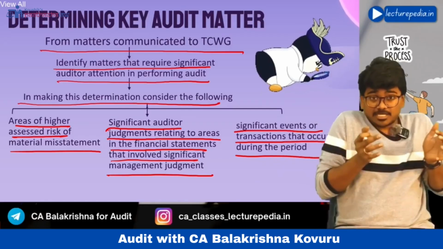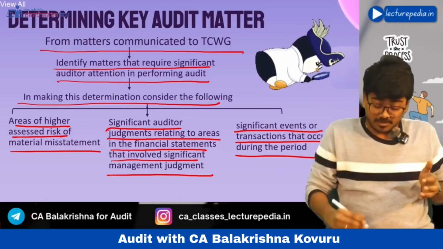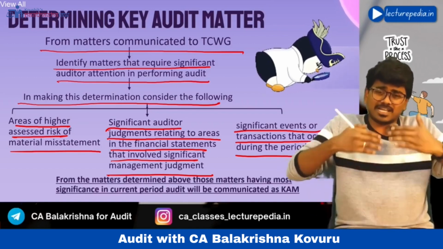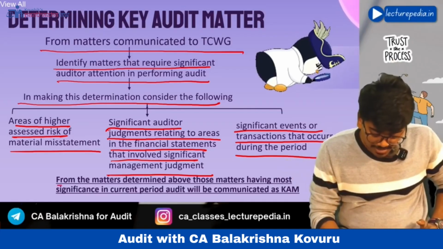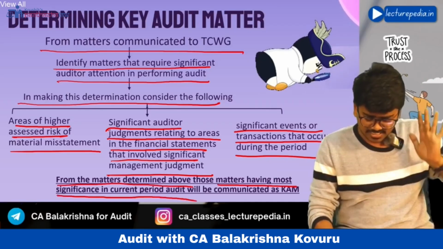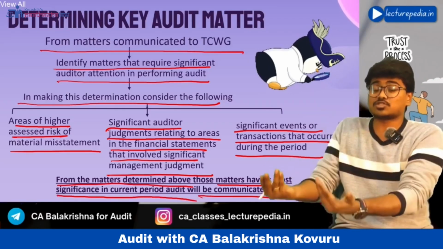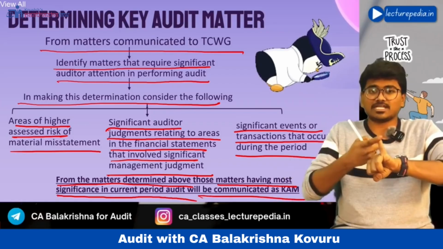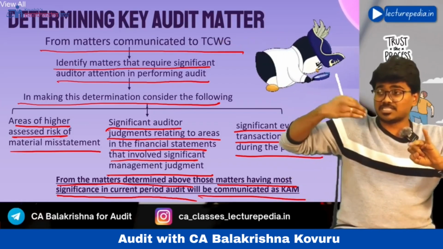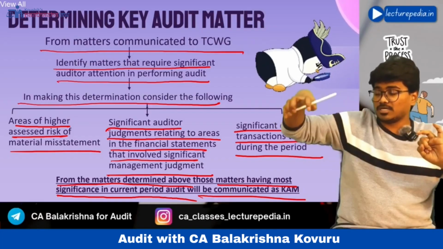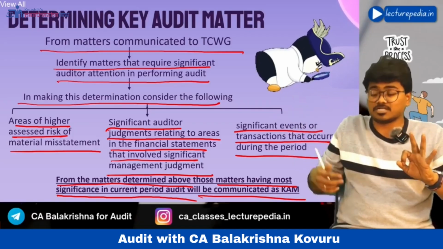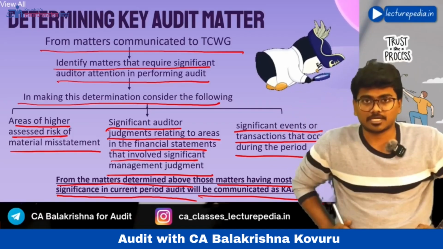Now from these picked up items, the auditor will see which are significant for the current period's audit. From these items the auditor will again filter further. From the matters determined above, those matters of most significance in the current period audit will be communicated as key audit matters. First you take up all the matters communicated to those charged with governance. From those, the areas which require significant attention of the auditor, you take up. From those items which are significant for the current period audit, you take up and communicate as key audit matters. Hope that is clear.